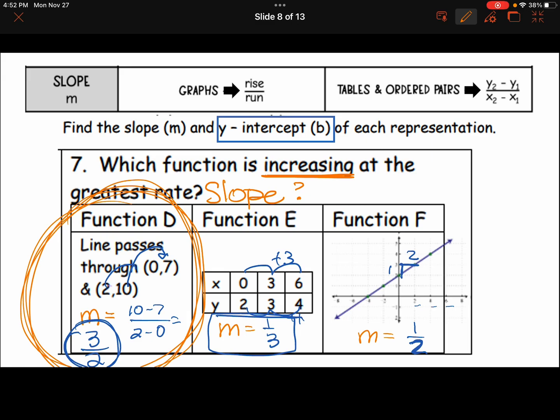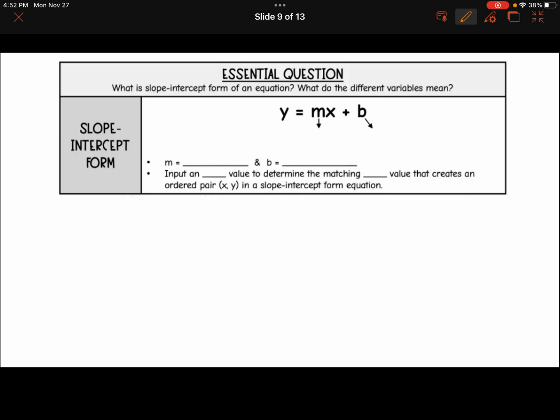All right, let's turn the page and get ready to talk about slope-intercept form. The slope-intercept form is an equation that puts the m and the b together to give us some important information. M, just like we learned on Tuesday, y equals mx. M is always the slope value, and b is the y-intercept.